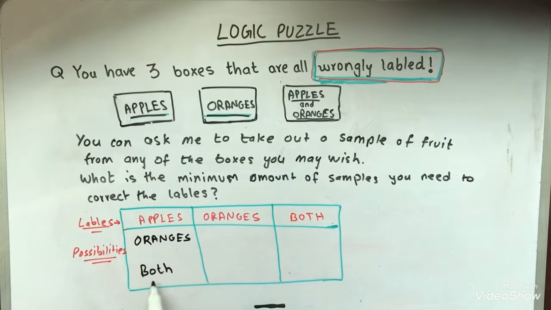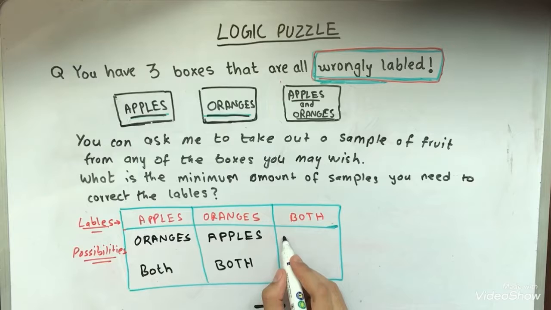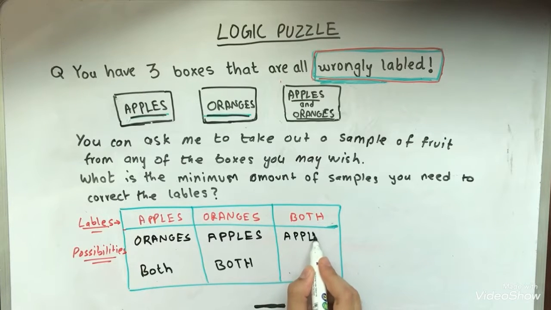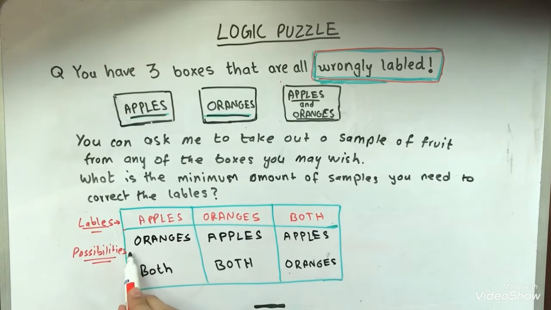It could have been apples and oranges, so we are considering the possibility of both fruits being present in the box. The box that has the label oranges must not contain only oranges. It must contain either both or apples, right? I hope it's making sense to you. And the box that has the label apples and oranges must not contain both. It can contain either only apples or only oranges. Okay, so these are the possibilities now.